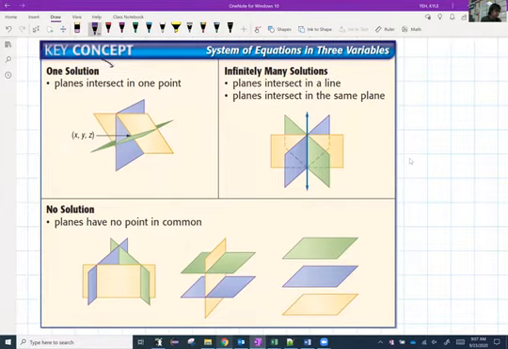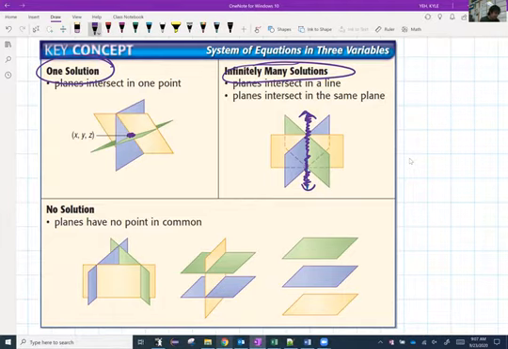It's possible we have one solution where all three of these planes now, because we're in three dimensions, because we have three equations, all three of these planes intersect in one point. It's possible that we have infinitely many solutions. So for example, if they all intersect in this line that goes up and down forever and ever, well, then there would be an infinite number of solutions. Or if two of the planes were exactly the same and they intersected the third, that would also be infinitely many solutions.